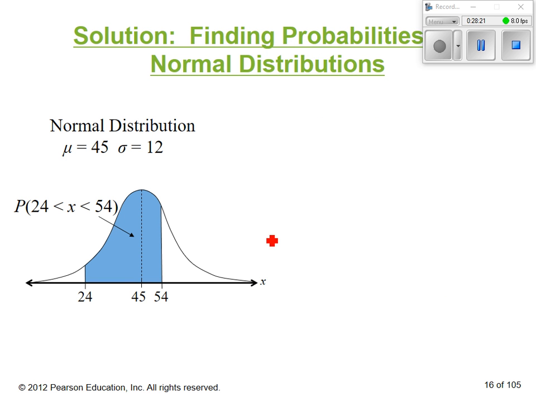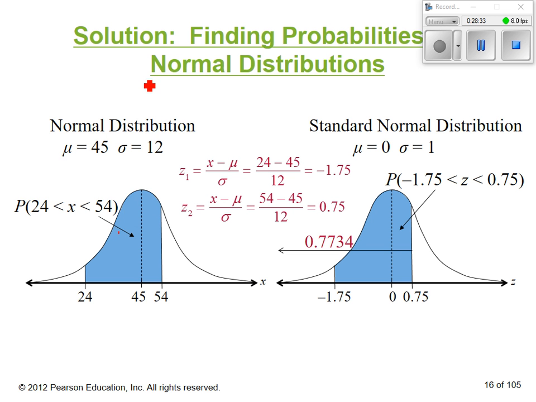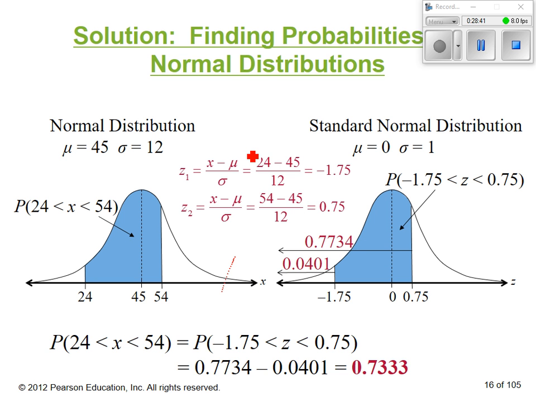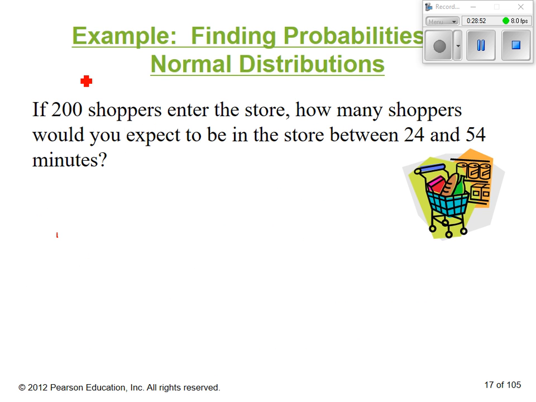Alright, going back to this real quick, because there's one other thing that I want to make sure we go over. We found this, did all this stuff, and we figured out that the probability or the area here is 0.733, so about 73% of the people stay in our store between 24 and 54 minutes. So if 200 shoppers came in our store today, how many shoppers would you expect to be in the store between 24 and 54 minutes?